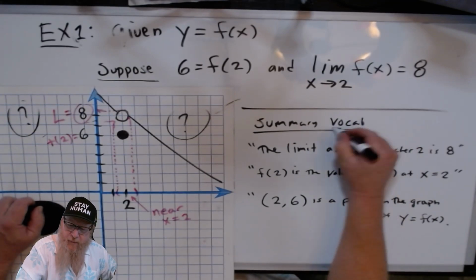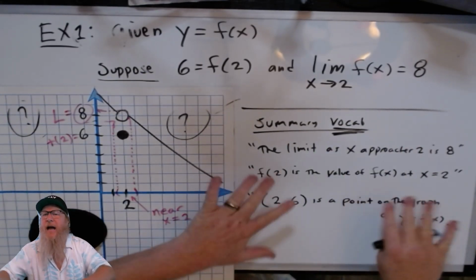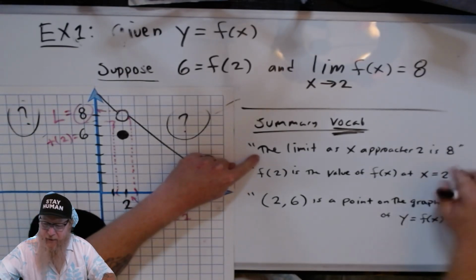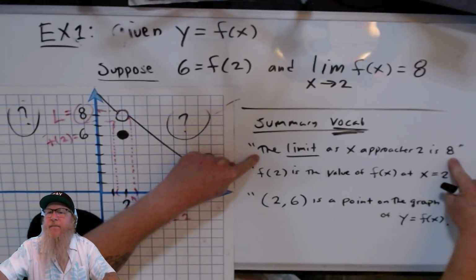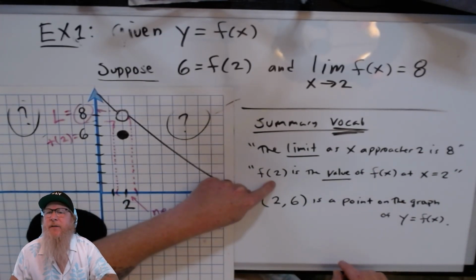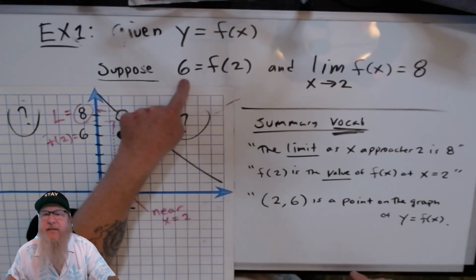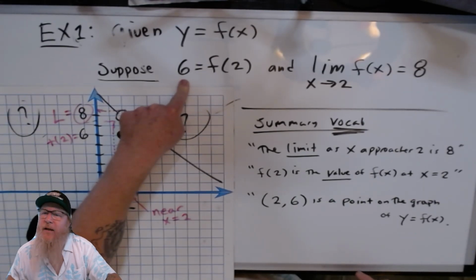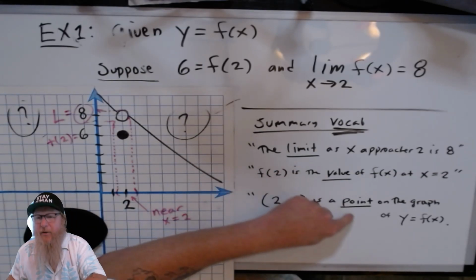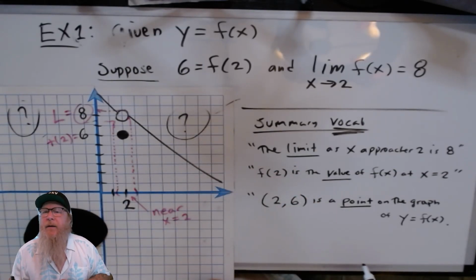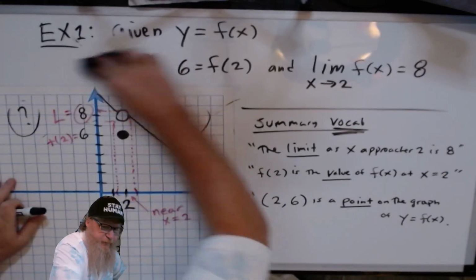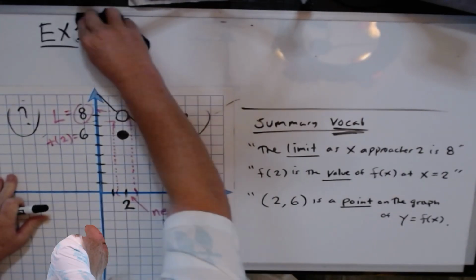So just a quick summary of the important terminology and the vocabulary that we'll be using throughout the lecture today. So we say the limit is 8. The value is f of 2, which turns out to be 6 in this problem. All right, it's not always going to be 6, obviously. And that's a point on the graph. So we have the limit, the value, and the point. Those are the three sort of takeaways before I erase all this stuff.